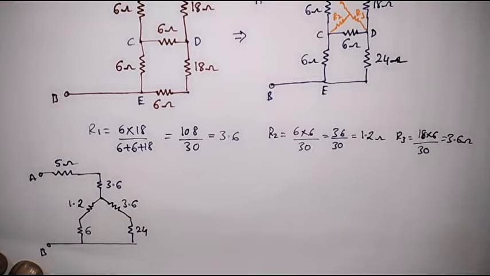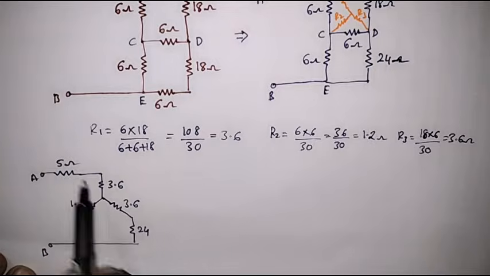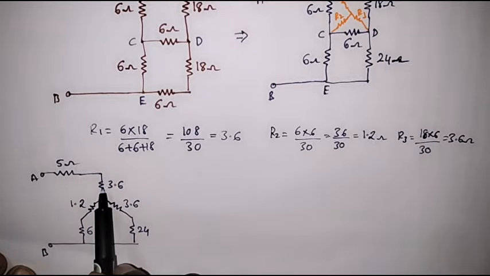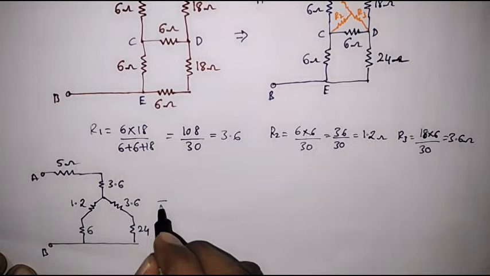Now observe this circuit. Here 5 and 3.6 are in series, so I can replace these two resistors by a single resistor with value 5 plus 3.6, that is 8.6. Similarly, these two are in series, so I can replace them by 6 plus 1.2, that is 7.2. Similarly here, these two are in series, so I can replace them by 27.6. I will redraw the circuit here.